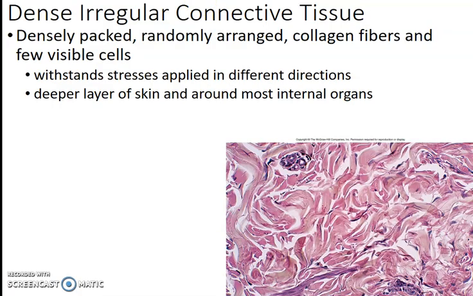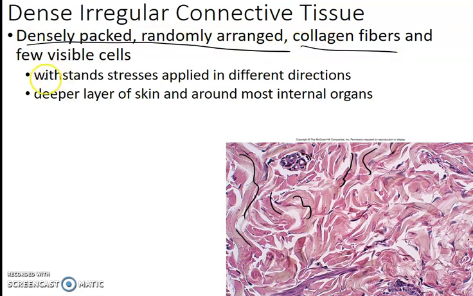Now, I like this one more than dense regular. It looks like a Picasso. So these are the collagen fibers. And they go any which way. It's randomly packed, randomly arranged, but it's collagen fibers. It withstands stress in most directions. And this wraps most of your internal organs. It wraps the lower part of the skin, the deep dermis. And I always think it looks like a Picasso painting.